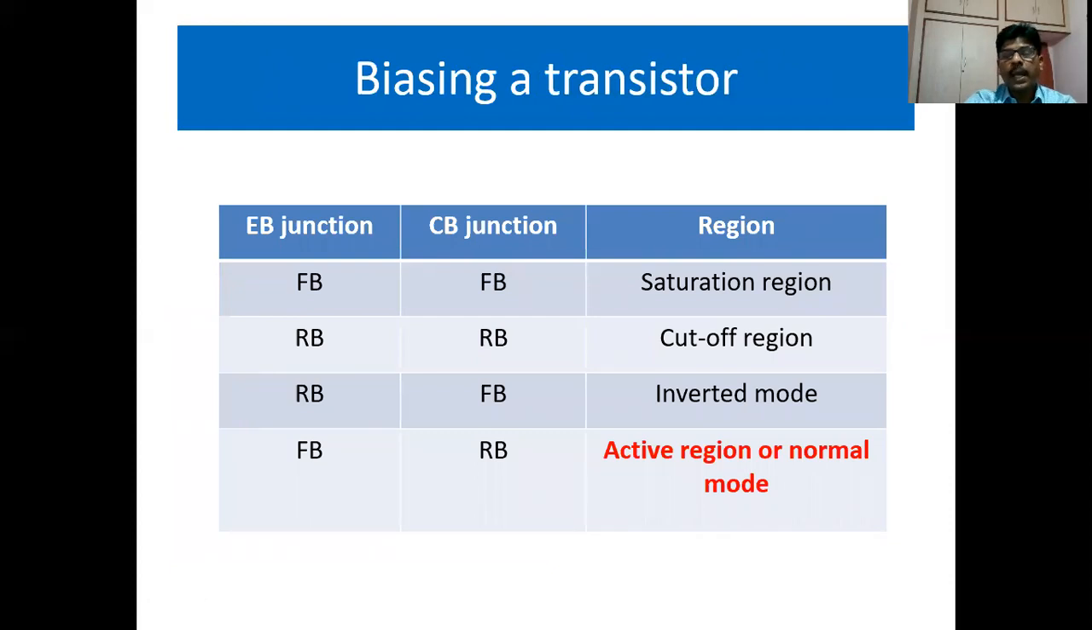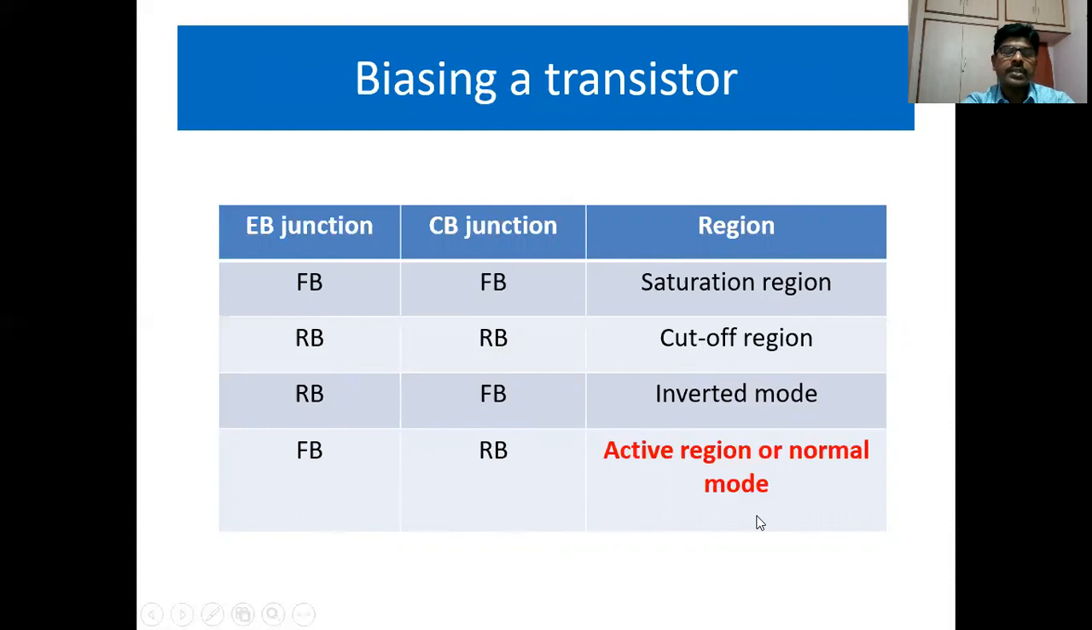What are the different types of biasing in a transistor? We know that the transistor has two junctions, the emitter base junction and the collector base junction. If both are forward biased, then the transistor is said to be operating in the saturation region. If both are reverse biased, then the transistor is operating in the cutoff region. If the emitter base junction is reverse biased and the collector base junction is forward biased, the transistor is in the inverted mode. The last mode is when the emitter base junction is forward biased and the collector base junction is reverse biased, then the transistor is said to be in the active region or normal mode.